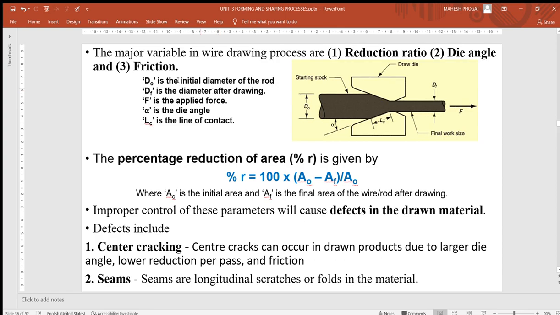There are a few major variables for wire drawing which you need to take care of. The first one is the reduction ratio, the reduction in area. The second one is your die. Then the third one is your friction.